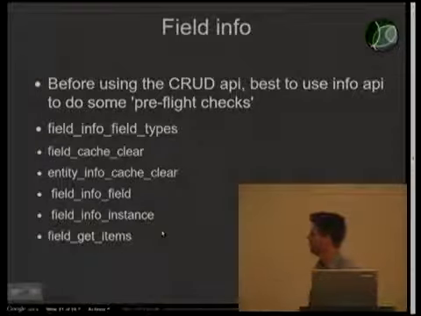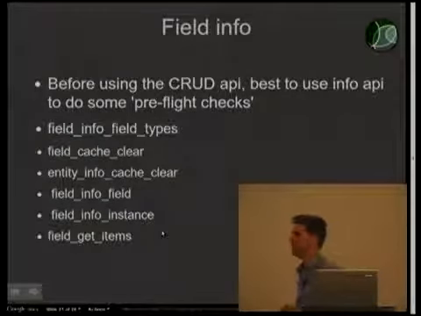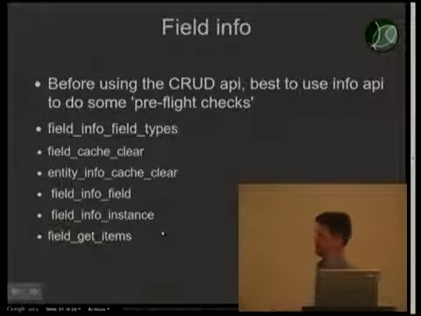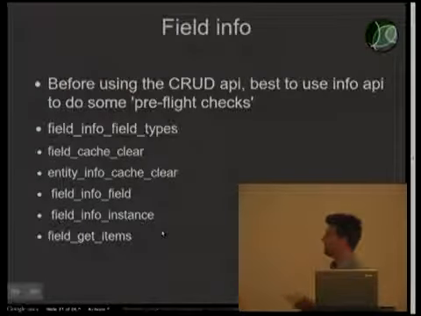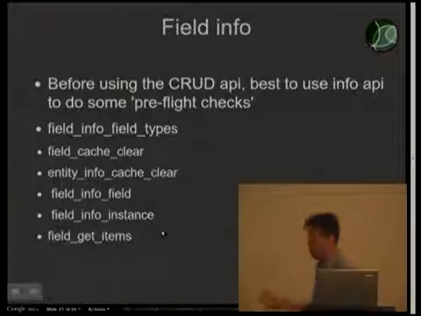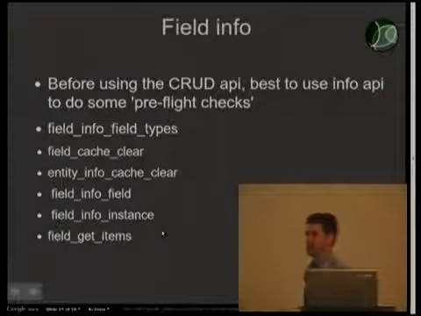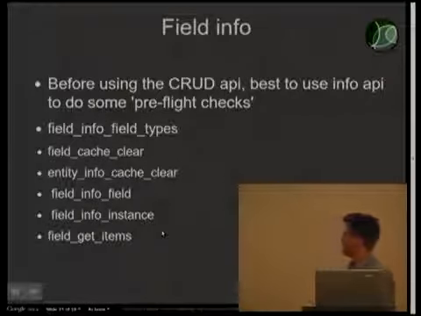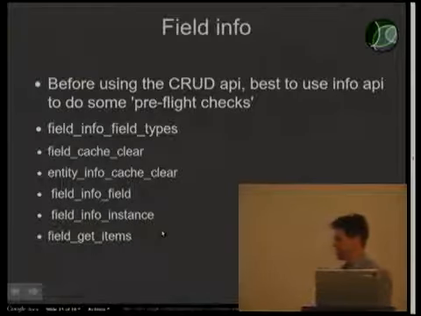Another companion function is entity_info_cache_clear. If you're using the field API CRUD to put an interval field on a product entity, you need to make sure that the bundle of that product entity actually exists, and that Drupal knows about it. So you call entity_info_cache_clear to make sure that Drupal's up to date on what it's got available to it.